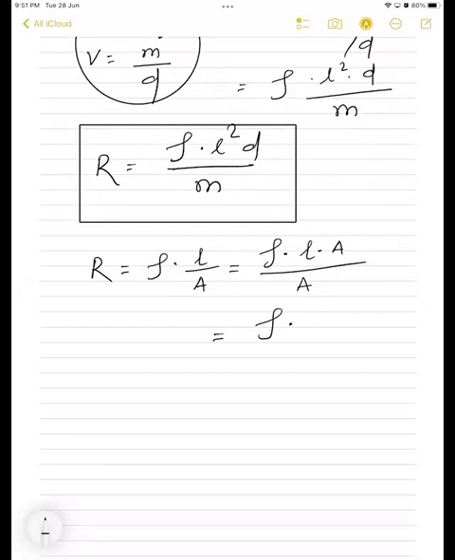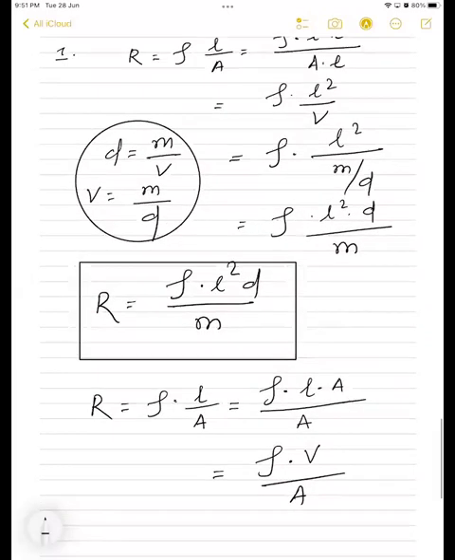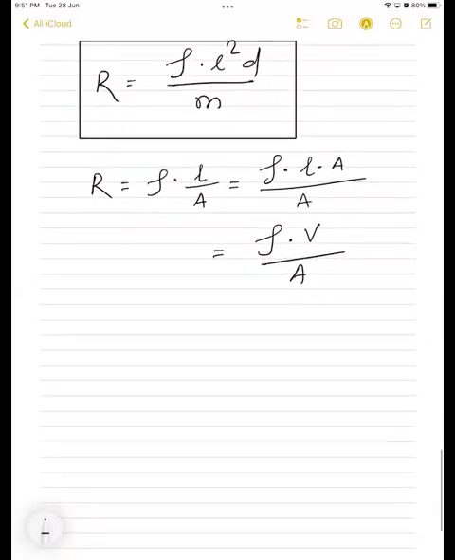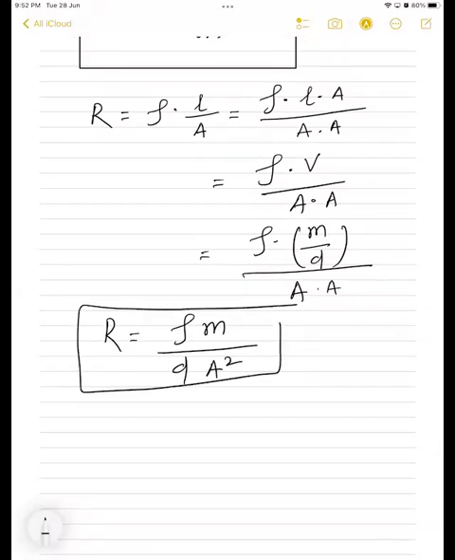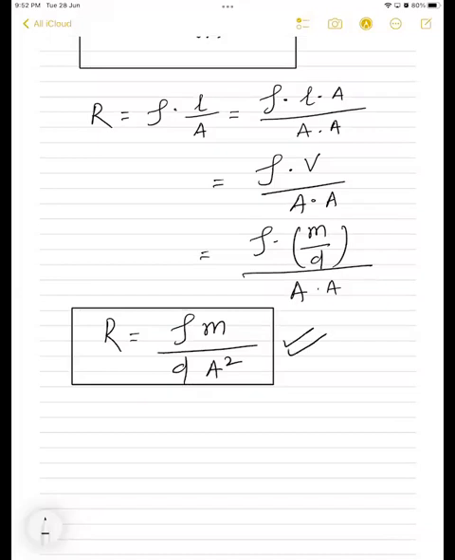Students, see here. On the top it is volume, on the bottom it is area squared. Correct or not? And here you know volume is equal to mass by density. So in place of volume, you can write mass by density, divided by area. So resistance is equal to rho into M by density into area, and we have multiplied area here, so it is area square. Another form of resistance, students, you got? Got or not?